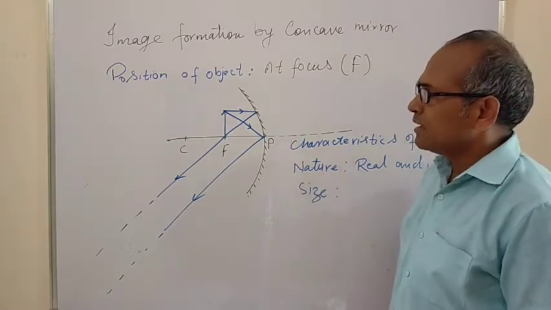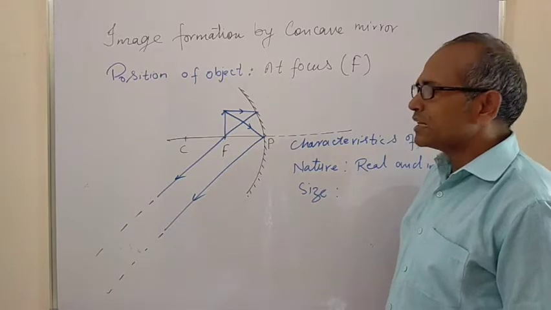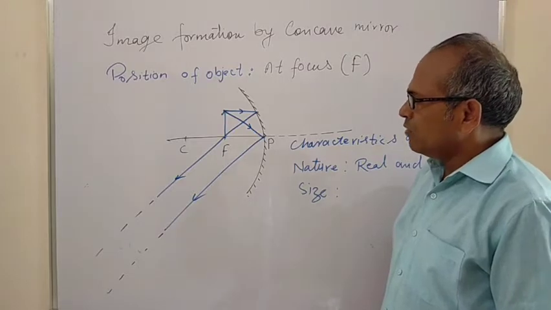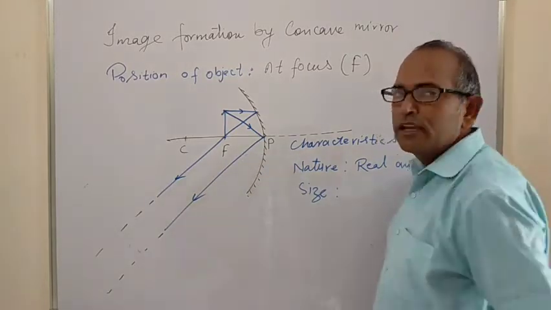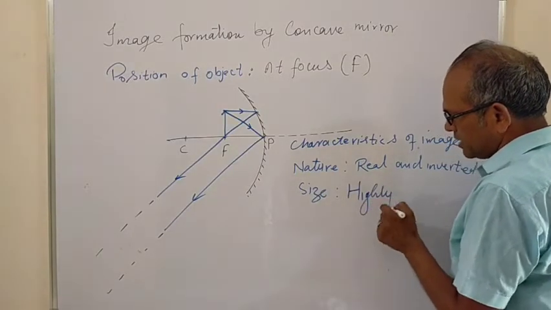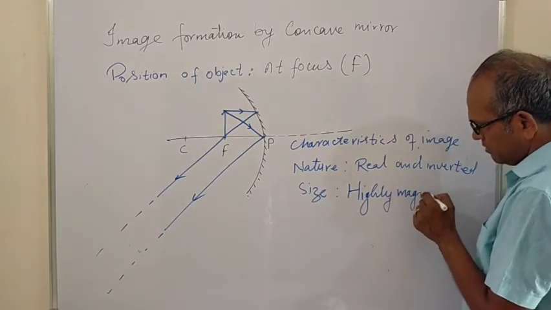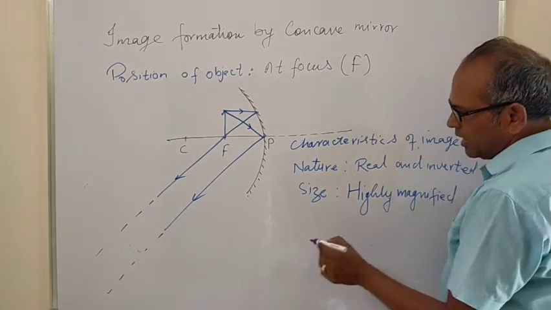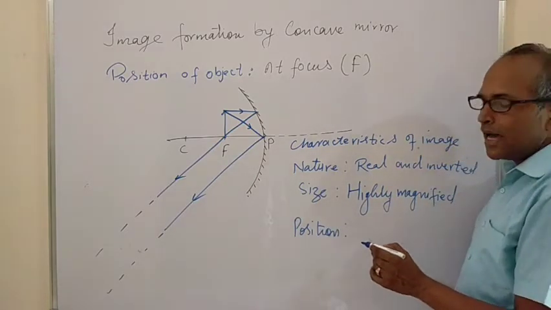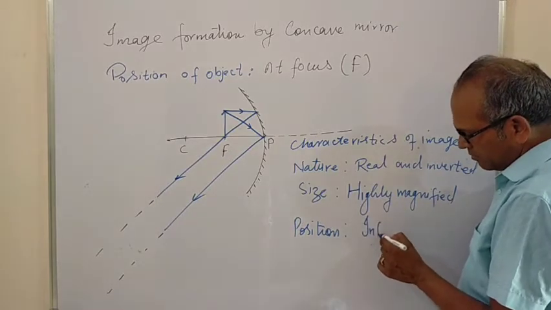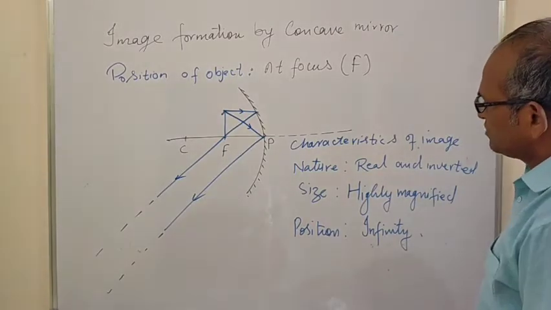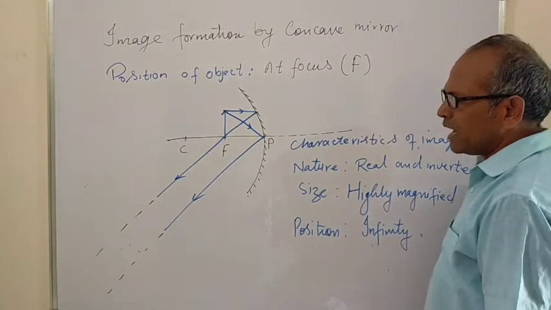अब पहले क्या था? When the object was very big, the image was point sized. Now the image will be here very big. Image magnified, highly magnified. Okay, and position where it will be formed? It will be formed at infinity. Okay. So, where do we use this? What is the application of this?